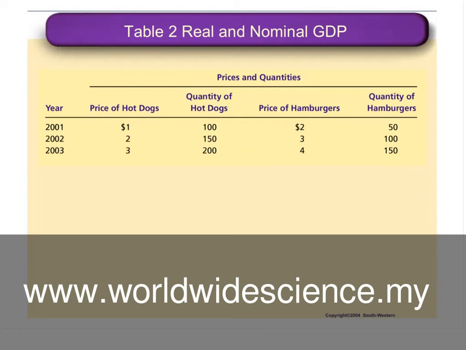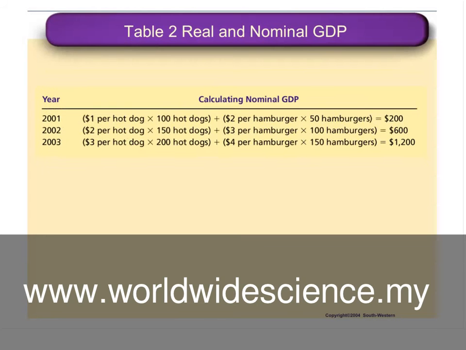So let's say in 2001, price of hot dogs was $1, quantity, and then price of hamburgers. So as you can see, you have the prices and quantities we can calculate. So to calculate the nominal, we multiply the price by the number of hot dogs sold plus the price of hamburgers by the number sold. So we get that, pretty simple.